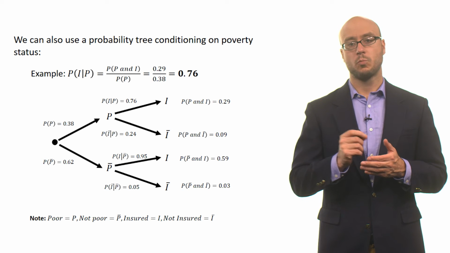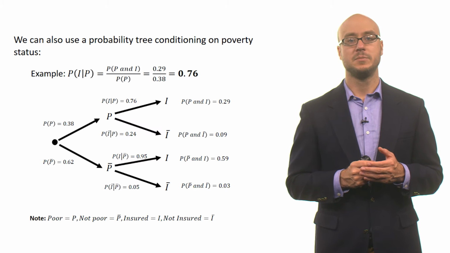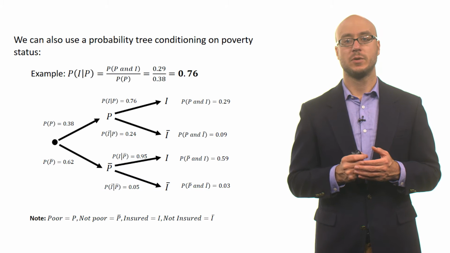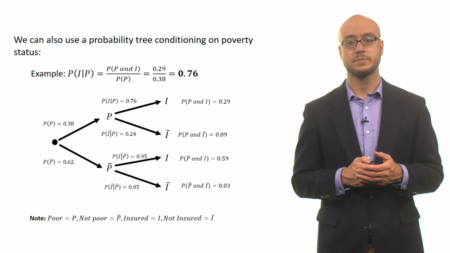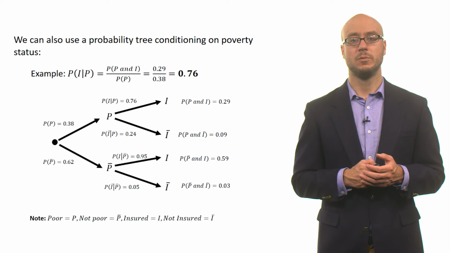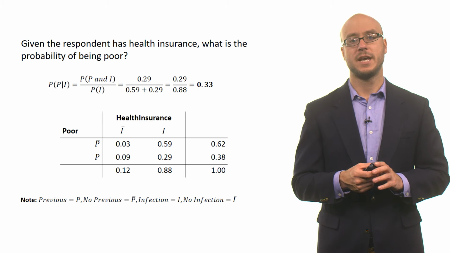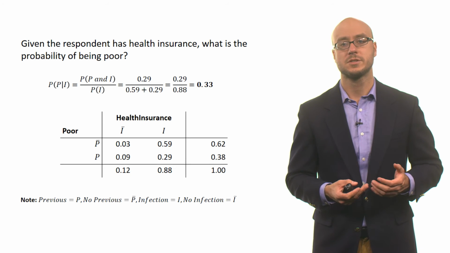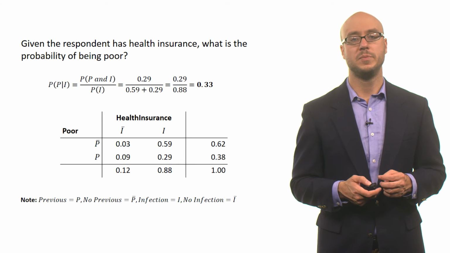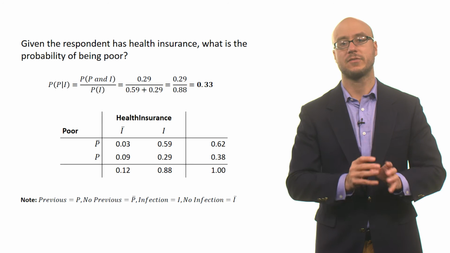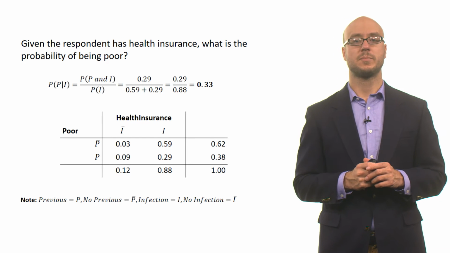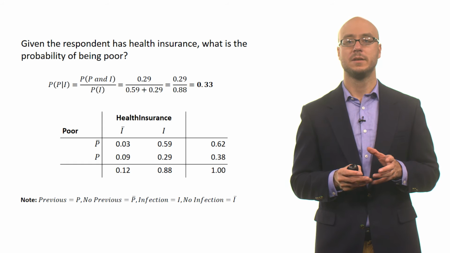But you can see that working with a probability tree is quite easy, because if we want to find a joint probability using this table, we can just multiply across. Now we might also want to say, given the respondent has health insurance, what is the probability of being poor? This is a slightly different quantity. We're trying to find the probability of P given I.